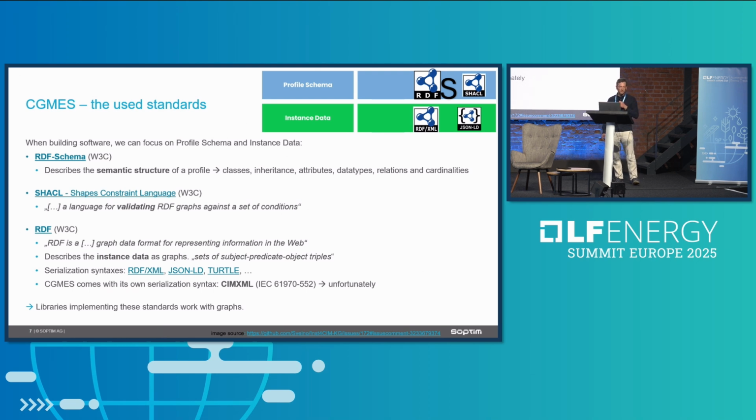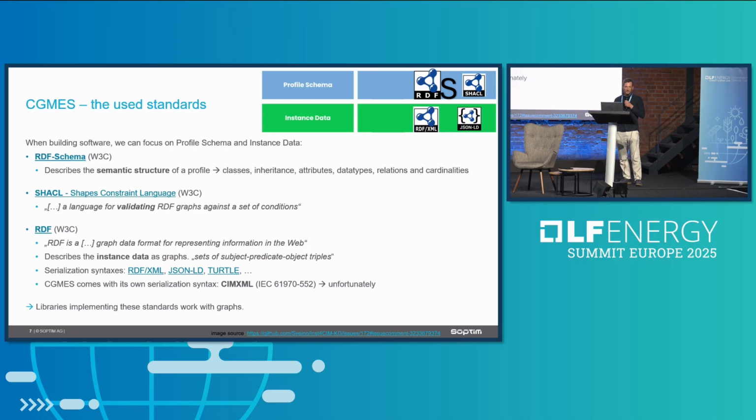So we have RDF schema, which describes the semantic structure, which is classes, inheritance, attributes, data types, relations, and so on. Then we have SHACL, which is a validation language for RDF data. And it all relies on RDF itself, which is a graph data format for representing information in the web. It has several serialization syntaxes, but unfortunately, CGMES comes with its own serialization syntax, which is CIMXML.